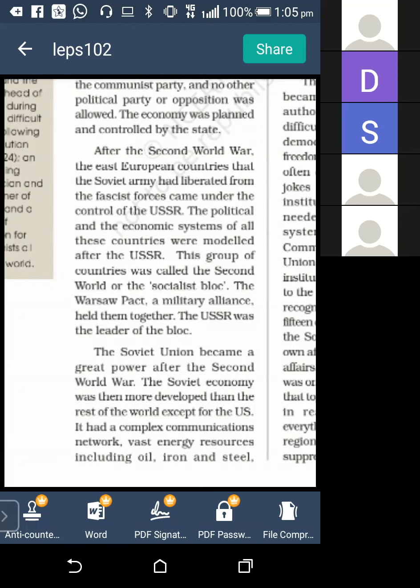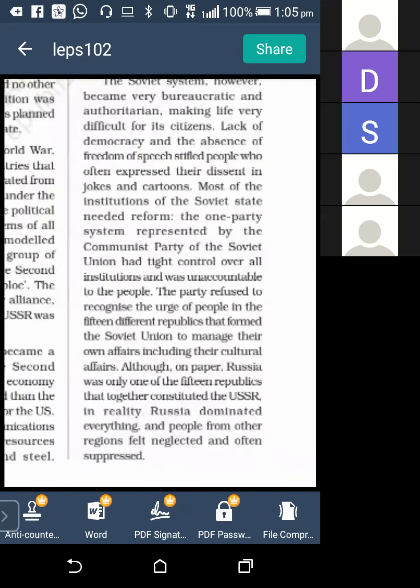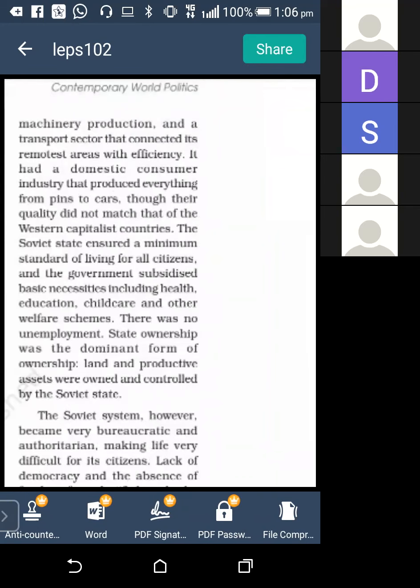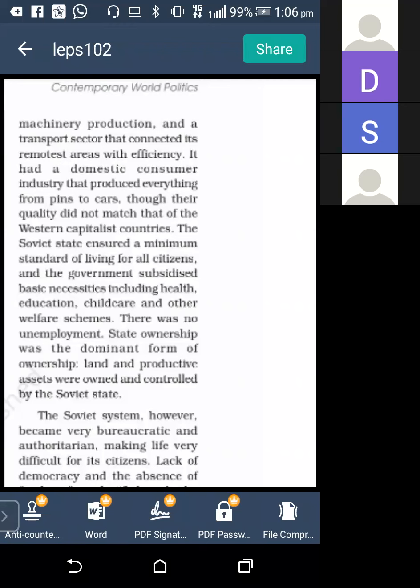It had a complex communication network, a very good communication system, vast energy resources, including oil, iron, steel, machinery production, and a transport sector that connected its remotest areas with efficiency. In every aspect, maybe transport, machinery, industry, economy, oil, infrastructure, production, everywhere they were improving, they were developing.